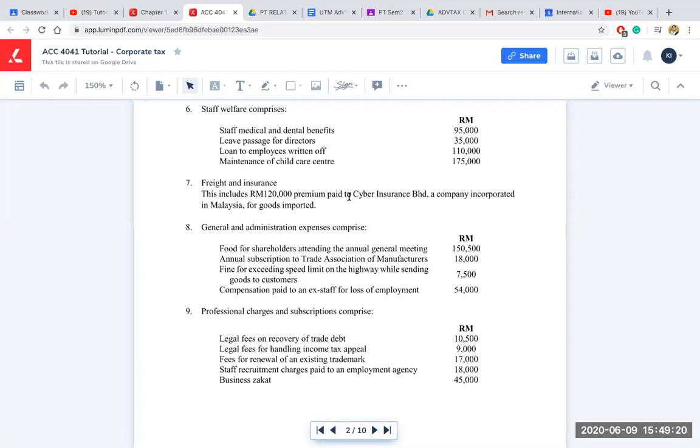Why is it allowable? Because insurance is a common expenses lah. The company has to pay for insurance in order to cover lah. Alright, for their goods. Alright, in this case, it goods imported ke, goods exported ke, goods transported ke. So it has to be covered by insurance. So company has to pay for that. So that is a business expense. So that's why it's allowable. It's just that you can no longer claim for double deduction for your freight and insurance. Okay.